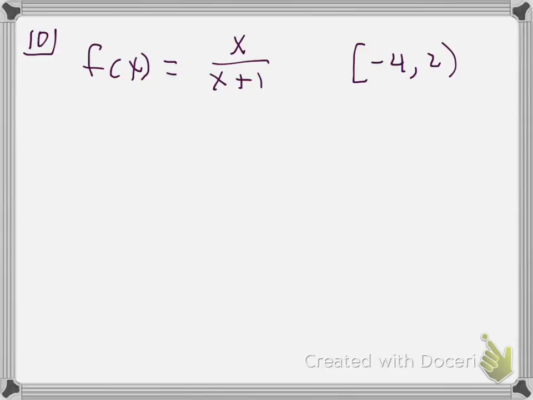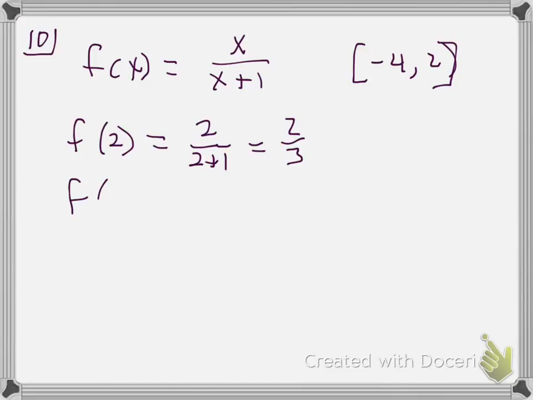Alright, let's start off with number 10 here, and it says to find the C that satisfies the mean value theorem for f of x equals x over x plus 1. And they gave us the interval -4 to 2. So f of 2 is 2 over 2 plus 1, which is 2/3. And f of -4 is -4 over -4 plus 1, which is 4/3.